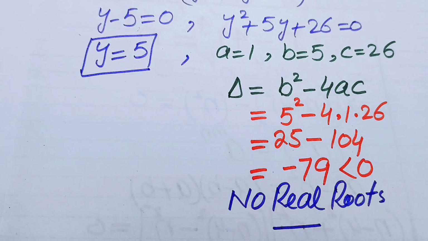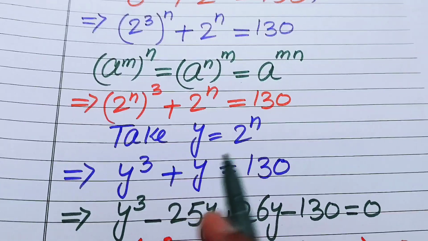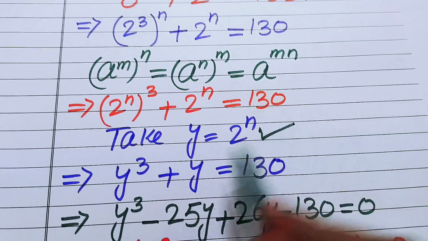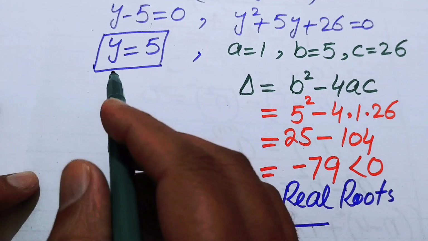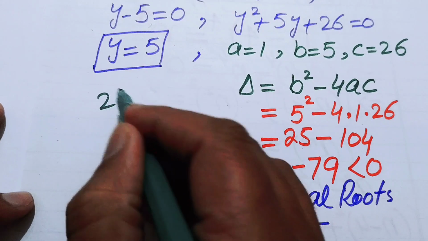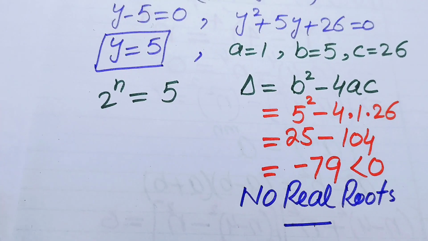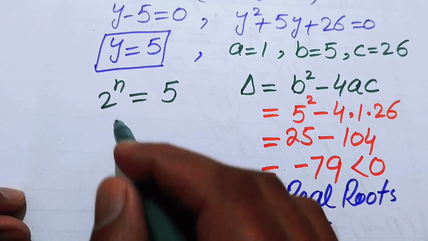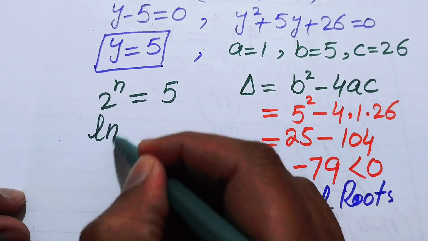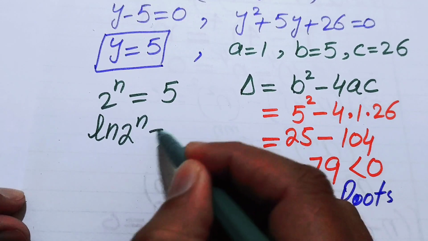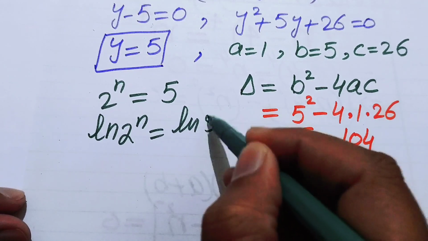Now at the start of the problem we took y equals 2 to the power of n. You see here the value of y is y equals 2 to the power of n, and now we back substitute the value of y here, and you get 2 to the power of n equals 5. So in order to find the value of n, we need to take the log on both sides, and you will get its output in this form.